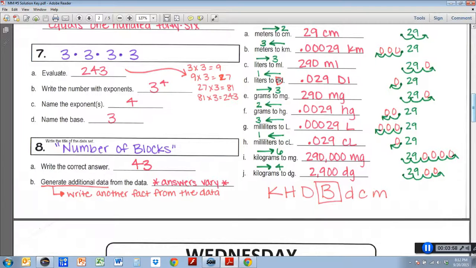Look with me at number 8. You've written in the title, which is number of blocks. And the correct answer is 43. Now, part B, you're going to see this every week. So if you're still not quite sure what it's asking you to do, I'm going to explain that to you. When it says to generate additional data, that just means write another fact from the data. What is something else that we could learn from that data? Or what is something else that they could have asked us instead of the question that they asked?